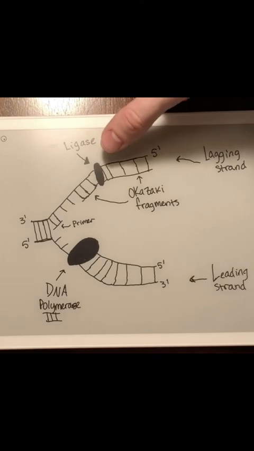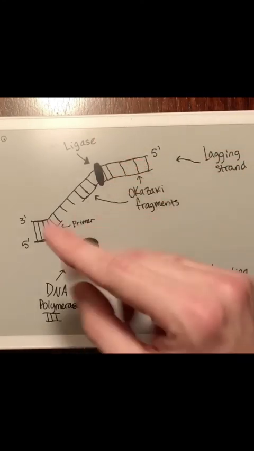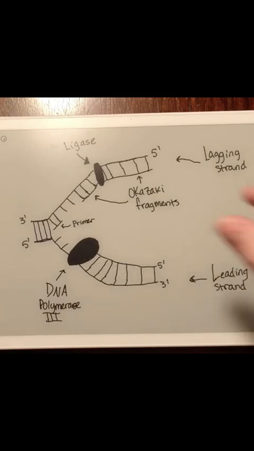And then finally, you have ligase, which acts as kind of a molecular glue and binds the Okazaki fragments together by restoring phosphodiester bonds, which are the bonds that attach carbons of sugar molecules together, which hold DNA together.